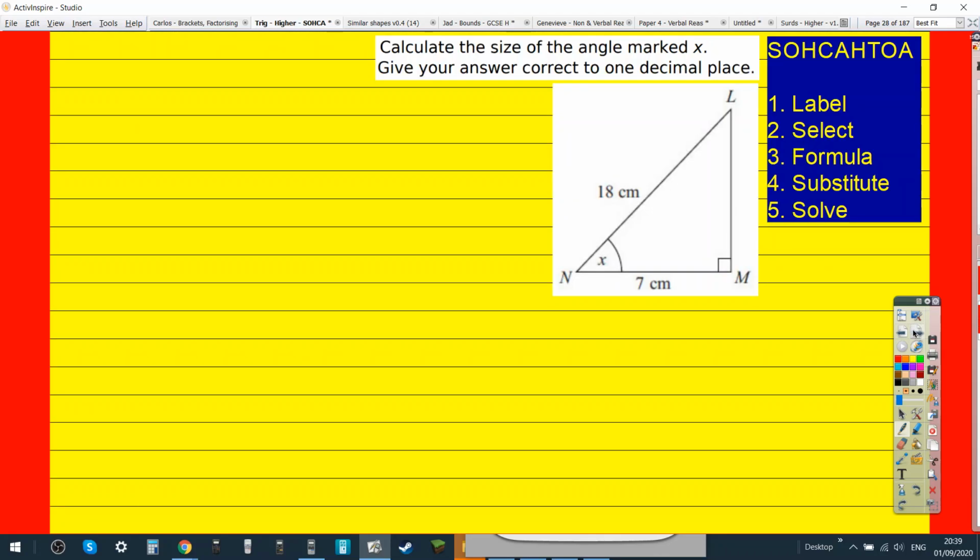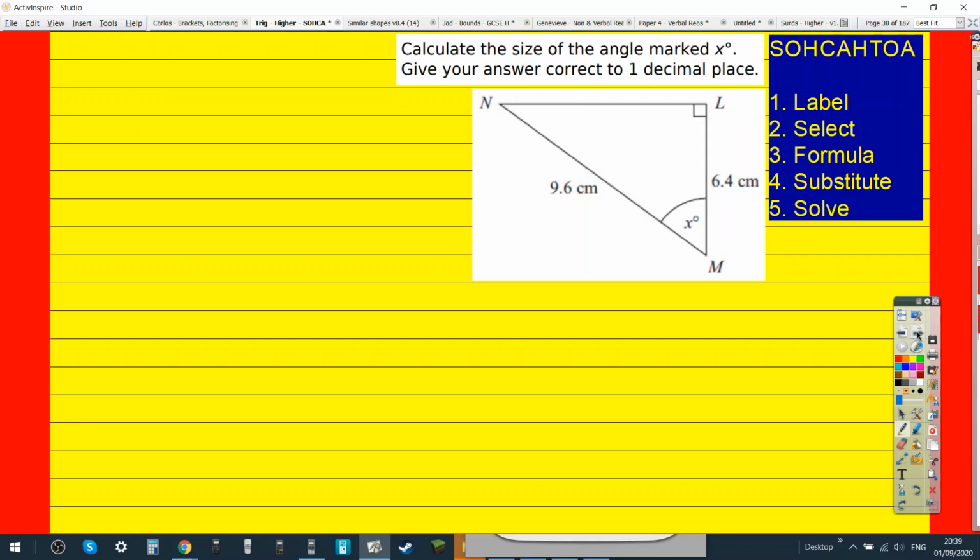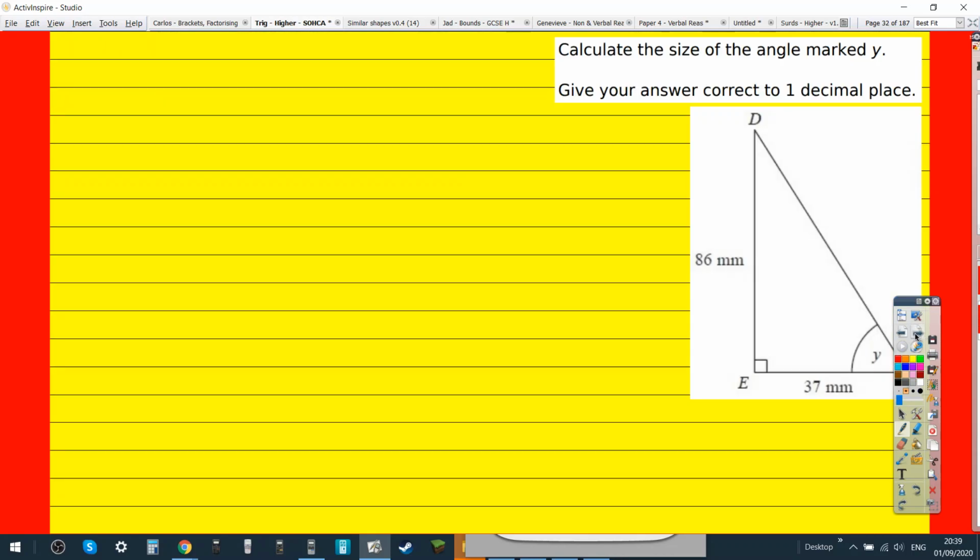No. Okay. Let's try this one. Okay. Calculate the size of an angle. So 37 is the adjacent, and 86 is the opposite.